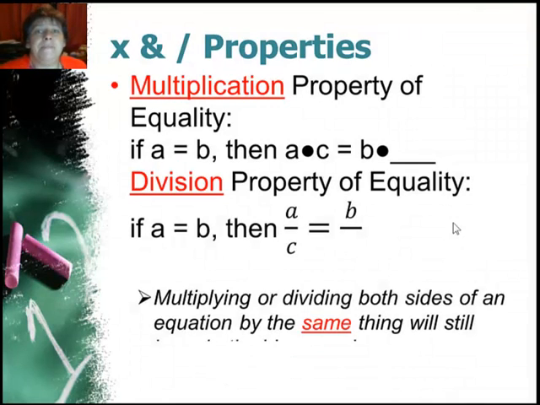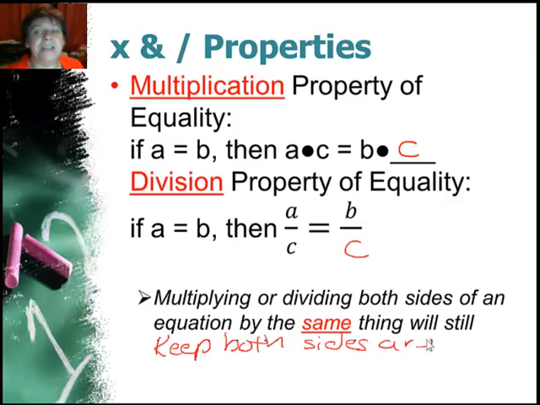Multiplication works similarly. So if I have A equals B, that's my starting equation, and I decide to multiply one side by C, as long as I multiply the other side by the same thing, I can maintain this equality. All right, so the division property also works like that. The division property of equality, if I have A equals B, if I divide one side by C, I also want to divide the other side by C. So multiplying or dividing both sides of an equation by the same thing will still keep both sides equal. All right, so both sides are equal. I have to fill that in because it got chopped off.